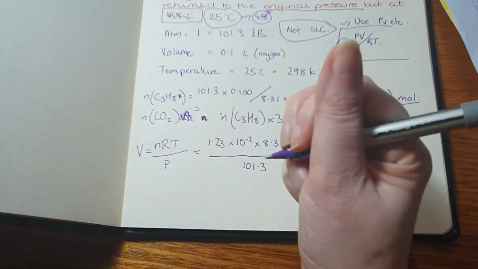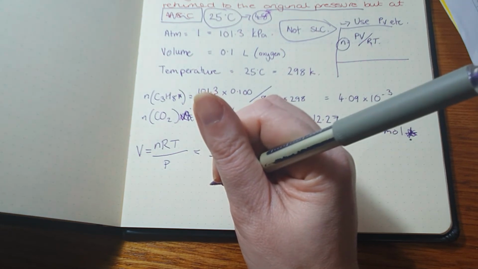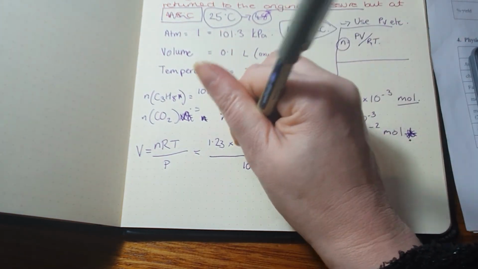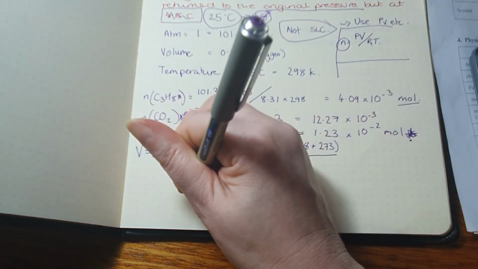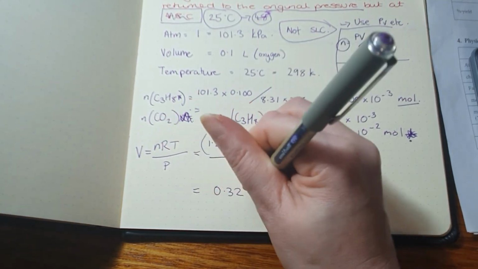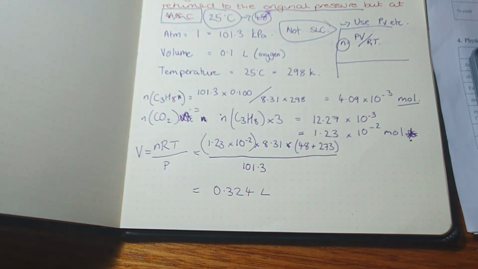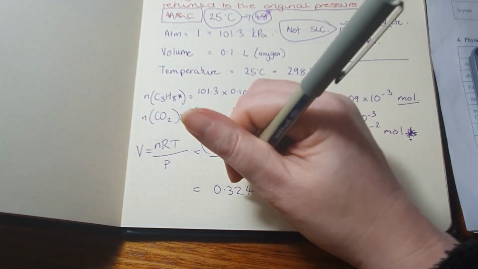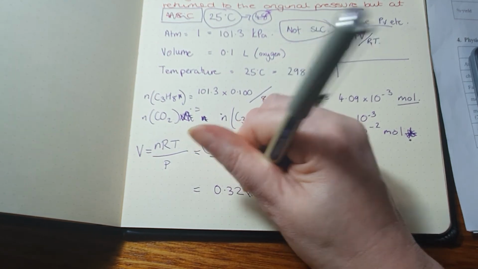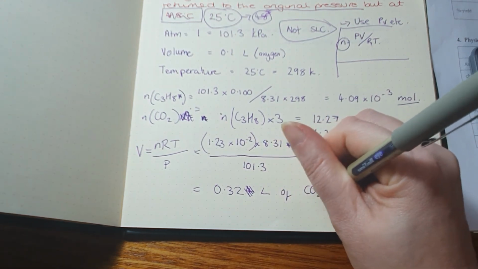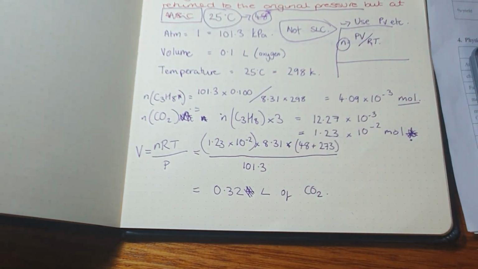So whack this into a calculator. I'm going to put brackets around that. And we get 0.324 litres. Right, so that's how many litres of CO2 are given off in this reaction.